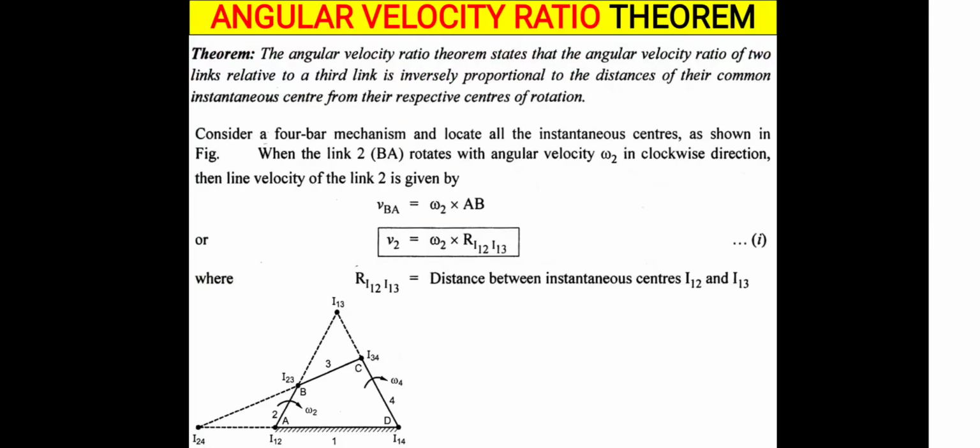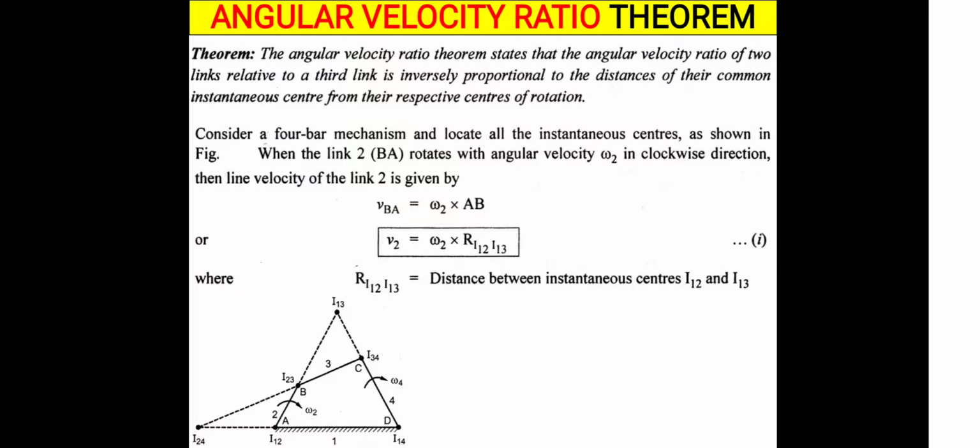Angular velocity ratio theorem. The angular velocity ratio theorem states that the angular velocity ratio of two links relative to a third link is inversely proportional to the distance of the common instantaneous center from the respective centers of rotation. Consider a 4-bar mechanism and locate all the instantaneous centers as shown in the figure.